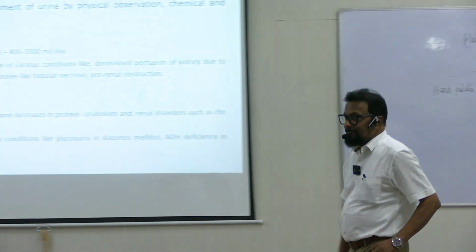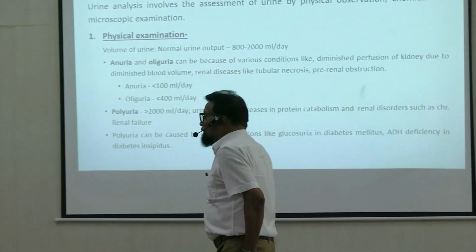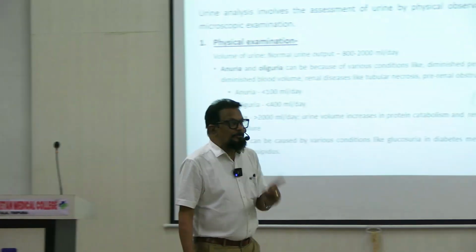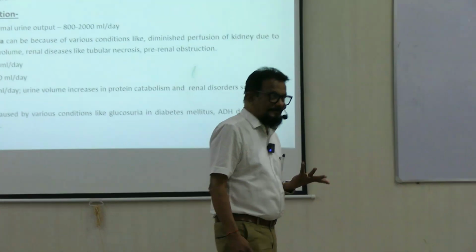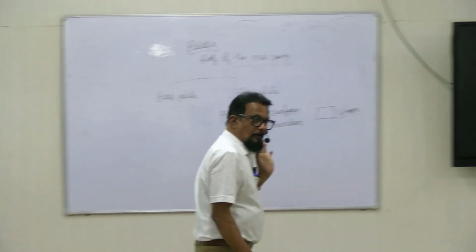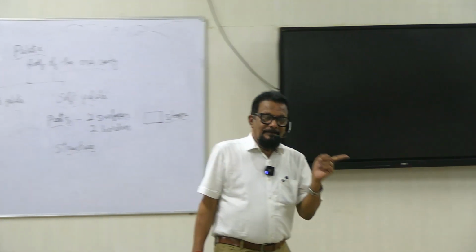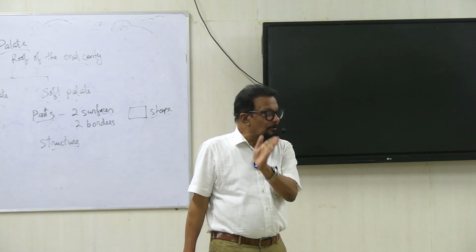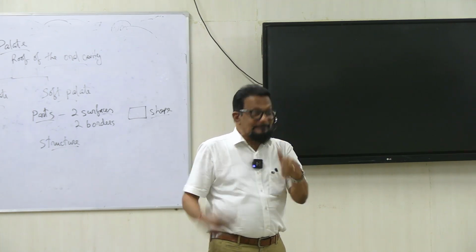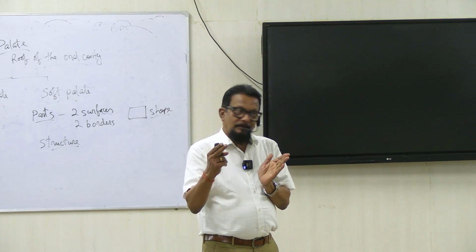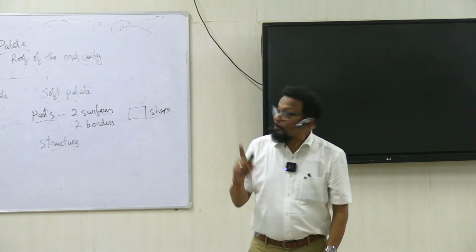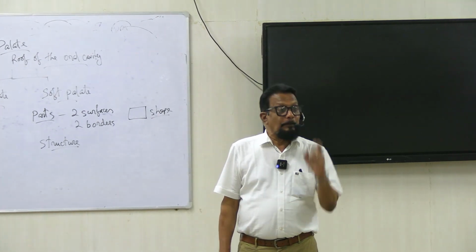Okay, so let us see urine analysis. What will we see in the urine? First, we will see whether the 24-hour urine that the patient is passing is adequate. Is it below 100 ml? Is it below 400 ml? Is it normal, within 800 to 2000 ml? Or is it more than 2000 ml? So we have to see the amount.